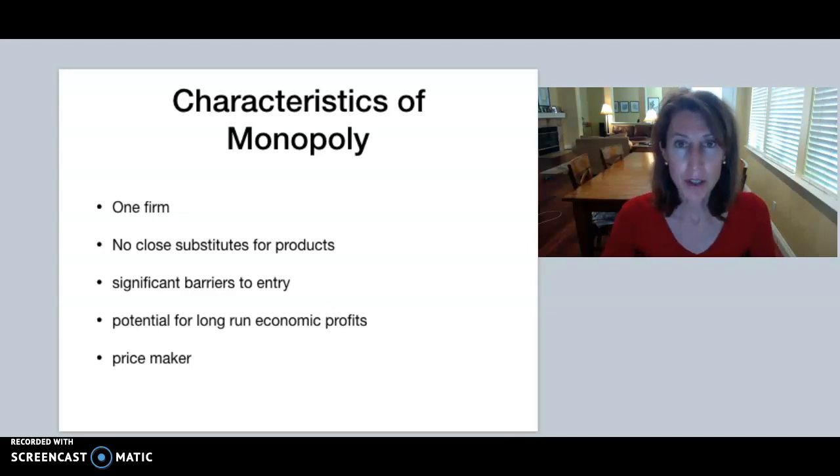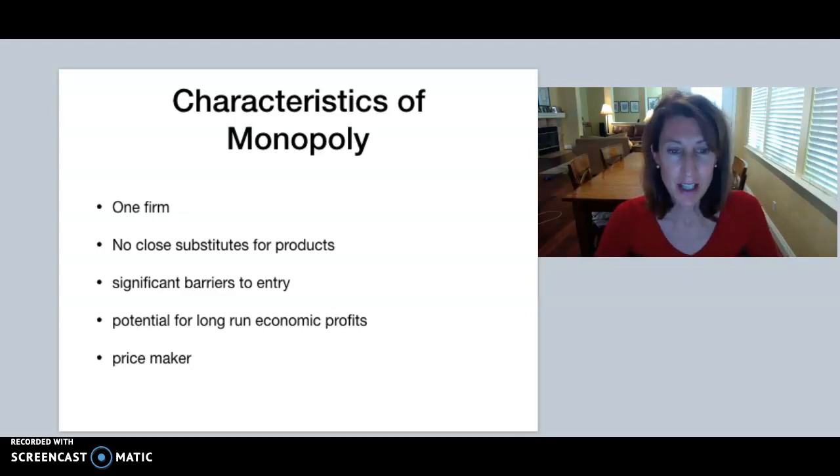But let's go through starting with the characteristics, just like we did with perfect competition, and you'll notice these are opposites. So one firm, not many firms, many buyers and sellers, like perfect competition, just one firm. And then there are no close substitutes for the monopoly's product, its good or service, and that's partly why there's just one firm. Again, very different than perfect competition. There are significant barriers to entry. And what that means is it's not like when there are profits that a firm can just enter in the long run.